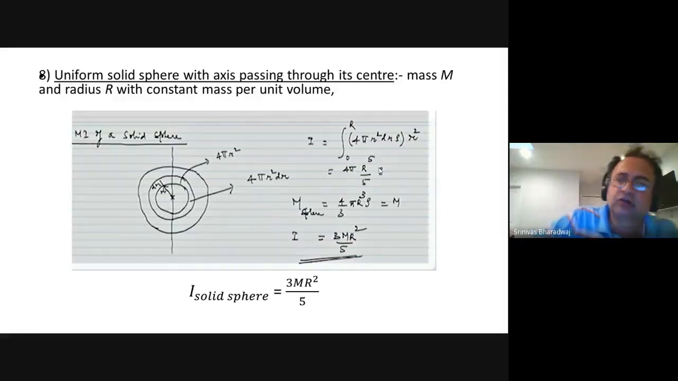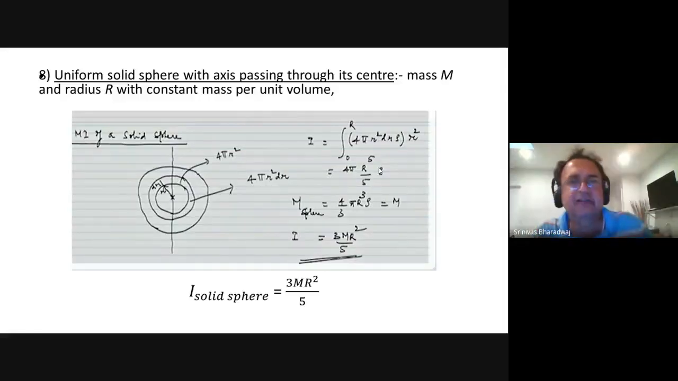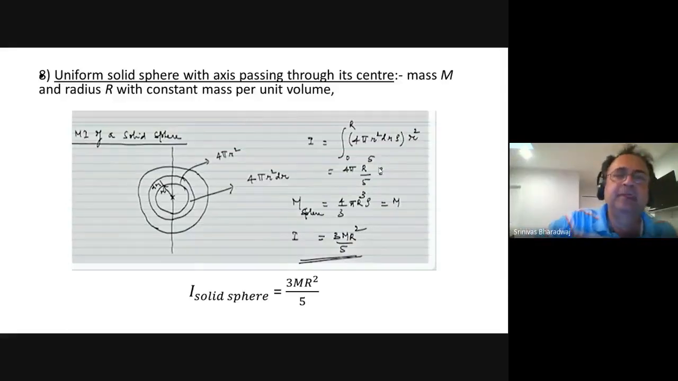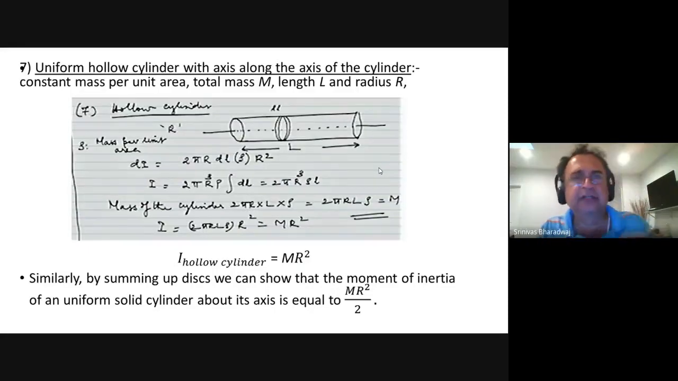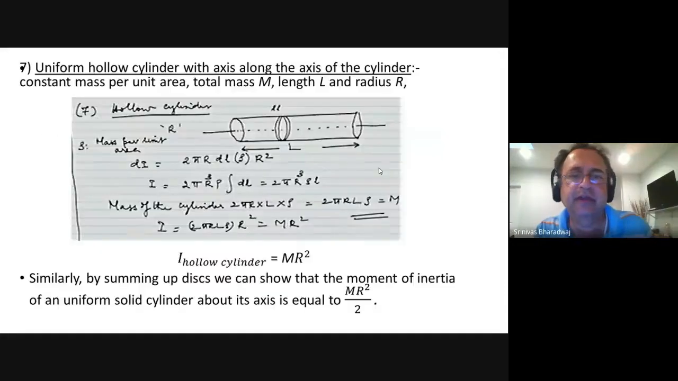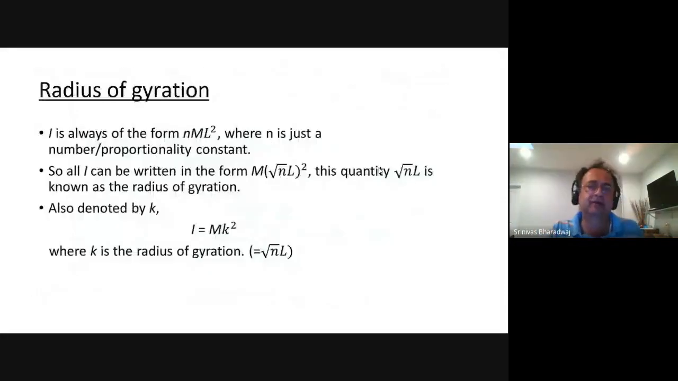For a cylinder also you can use this thing, but a cylinder is just a set of stacked, what do you call, discs, right? Set of stacked solid discs, uniform discs. Okay, therefore it is also mr square by 2.